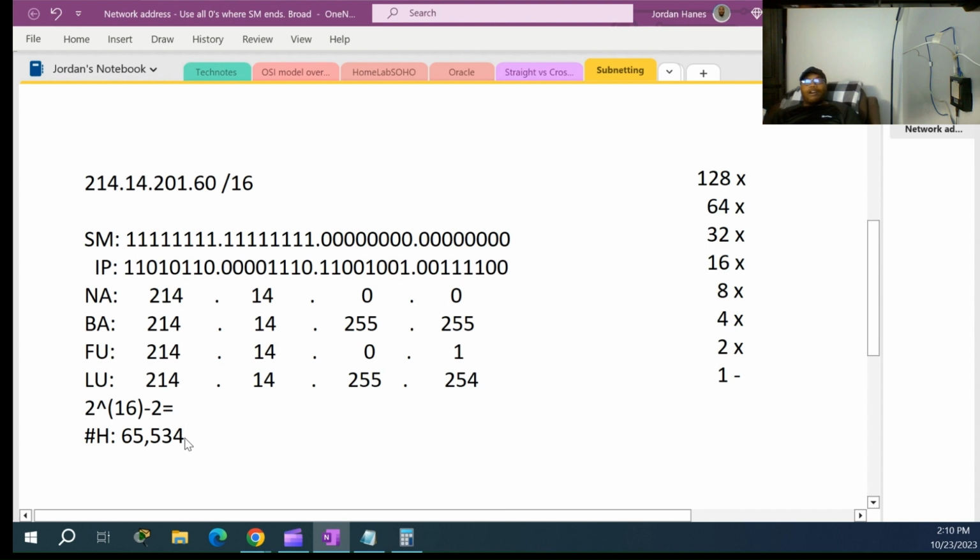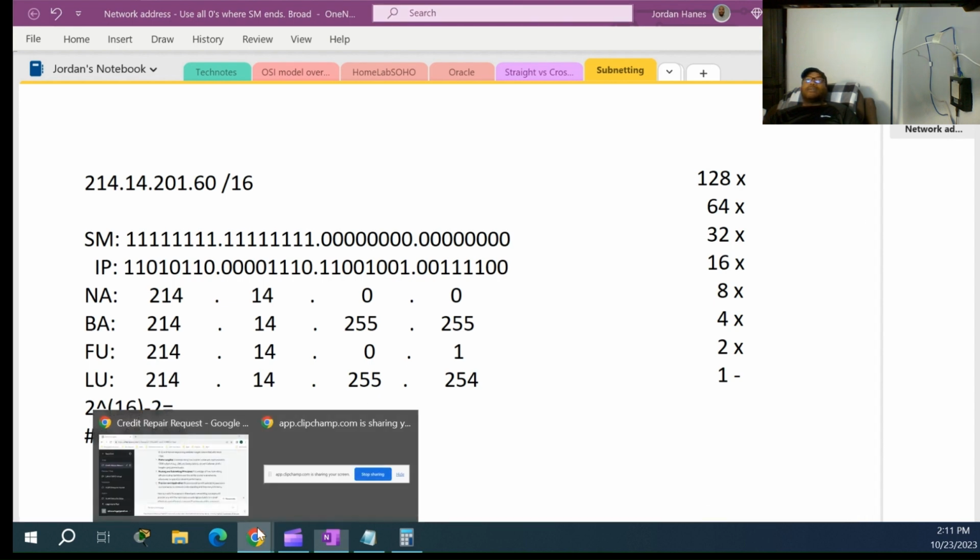And there we have it. What we just did is we found our network address, our broadcast address, our first usable host and last usable host for this IP address with subnet mask /16. We have 65,534 usable hosts available. Now, what we're going to do is double check that.